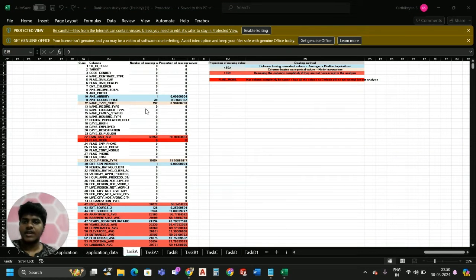In this Excel sheet, we can see that many columns have been marked with different colors. Here the blue colored columns have numerical data with less than 50% missing values, whereas the light pink columns have categorical values with less than 50% missing proportions. The red colored columns have more than 50% missing proportions. Only flag mobile is removed because all the data are of a single unique value.